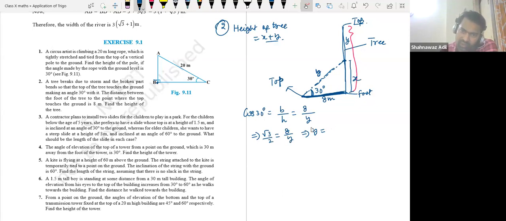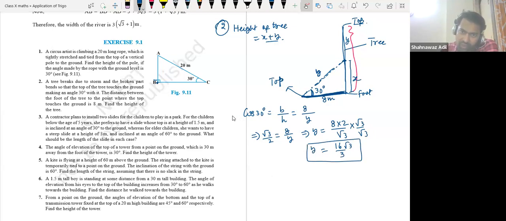So this thing goes in here, and this thing comes down. So this is 8 into 2 by root 3. Now we have to rationalize this. So multiply by root 3, divide by root 3. So this is 16 root 3 by 3. This is y.